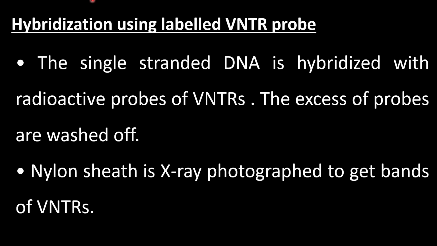Our next step is hybridization using a labeled VNTR probe, variable number of tandem repeats, that is VNTR. The single-stranded DNA is hybridized with a radioactive probe of VNTRs. The excess of the probes is washed off. The nylon sheet is X-ray photographed to get bands of VNTRs. So in this process, the hybridization takes place.